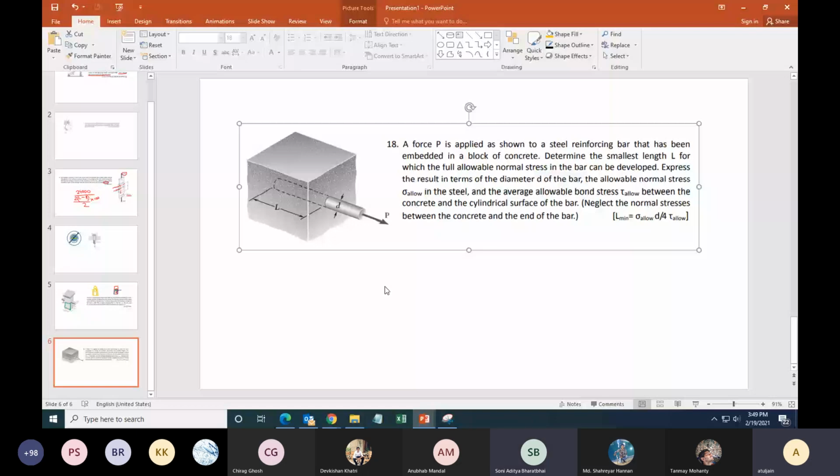For the same value of P, I should reach tau allowable and sigma allowable at the same time. That is the minimum length of L that is allowed. Yes, sir. The answer is coming. I have done it. The answer is coming.